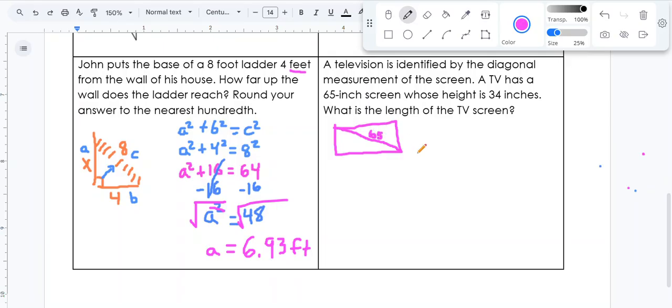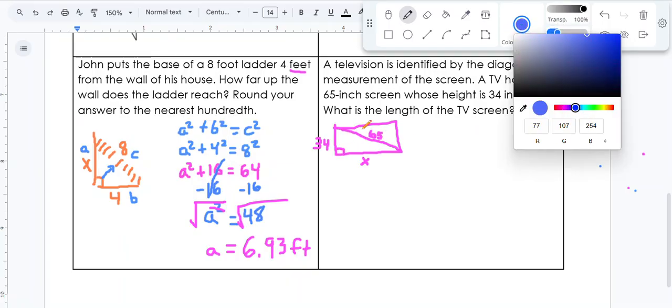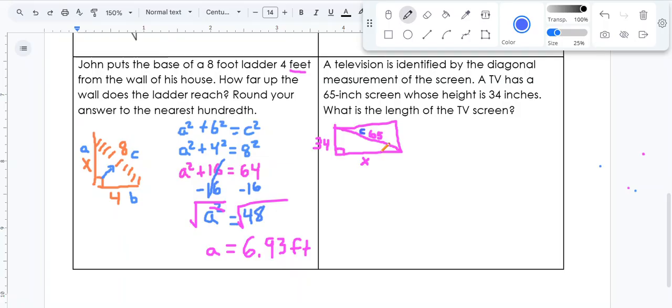65 inches. All right? It says its height is 34 inches. So the height of the TV is 34 inches. They want to know what's the length, right? Or the width of the TV. We don't know this part here. So I can see that here's my right angle. I know that C is 65. That's my diagonal. So I know this is C. I don't know these two, so I'm going to make this one A, and I'm going to make this one B. And then I'm going to plug it into my formula, A squared plus B squared equals C squared.